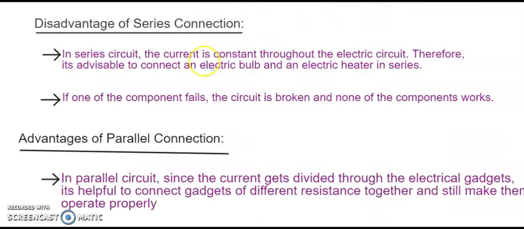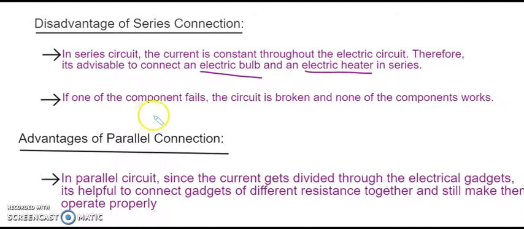A quick advantage and disadvantage of series connection. A series connection is not preferred because the same amount of current flows throughout the circuit. So if I connect an electric bulb and an electric heater, both require different amounts of current. If I connect them together, either one of them will burn off or the other will not be used at all because it is not getting the adequate current that it requires.